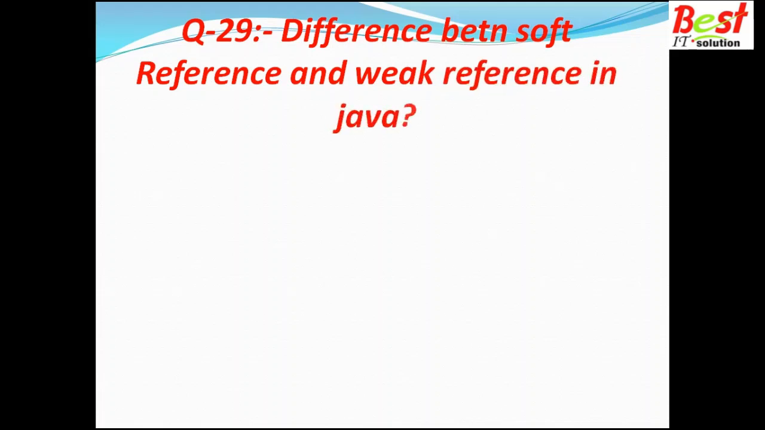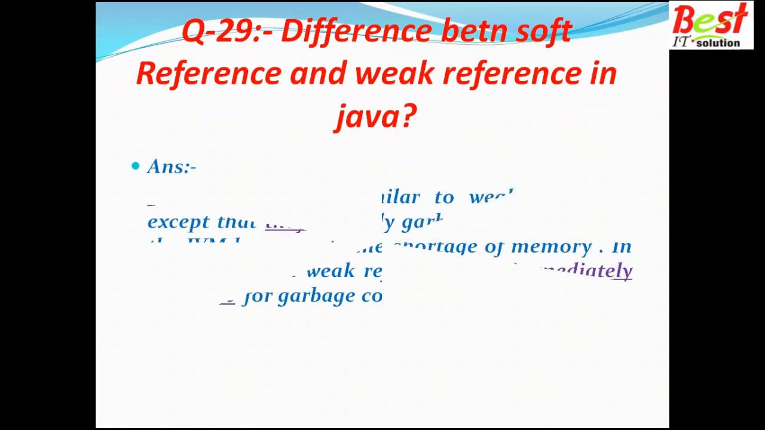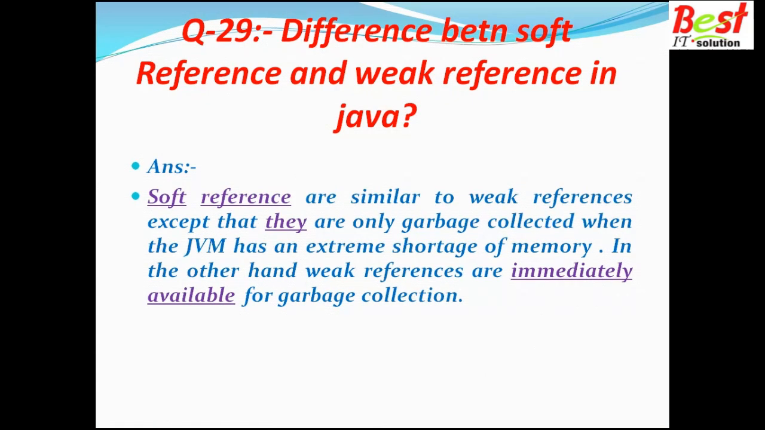So, the difference between soft reference and weak reference in Java. Soft references are similar to weak references, except that they are only garbage collected when the JVM has an extreme shortage of memory. On the other hand, weak references are immediately available for garbage collection. Otherwise, soft references will not go for garbage collection like weak references.